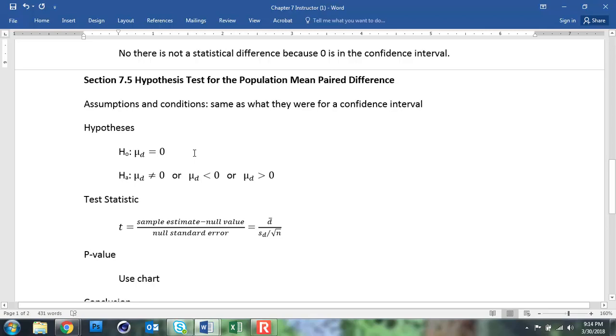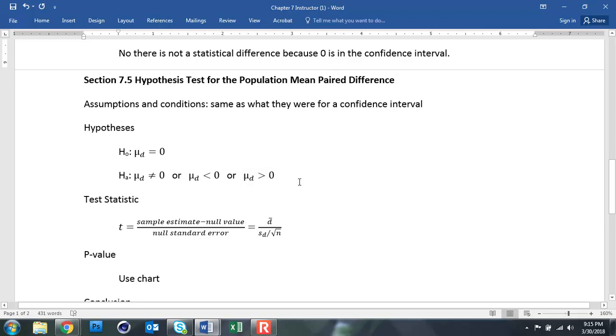Our alternative hypothesis will be one of these three, depending on what we're trying to prove. Mu sub D is not equal to 0, or mu sub D is less than 0, or mu sub D is greater than 0. The usual caveat that we always talk about: if this is your alternative hypothesis, you may use mu sub D is greater than or equal to 0 as your null. If this is your alternative, you may use mu sub D is less than or equal to 0 as your null.